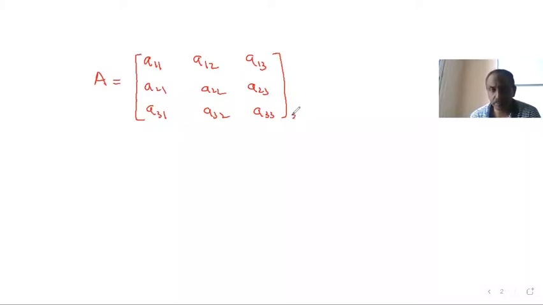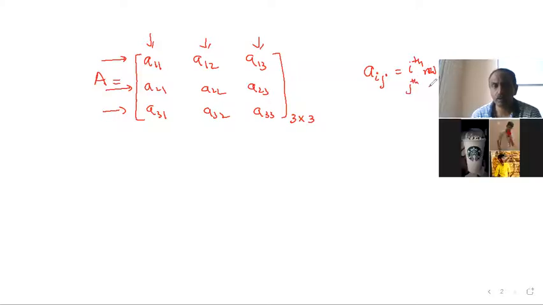Now, this is a 3x3 matrix. It has three rows and three columns. The same notation, a i j. What does it mean? It belongs to the ith row and jth column. That same notation stands here also.